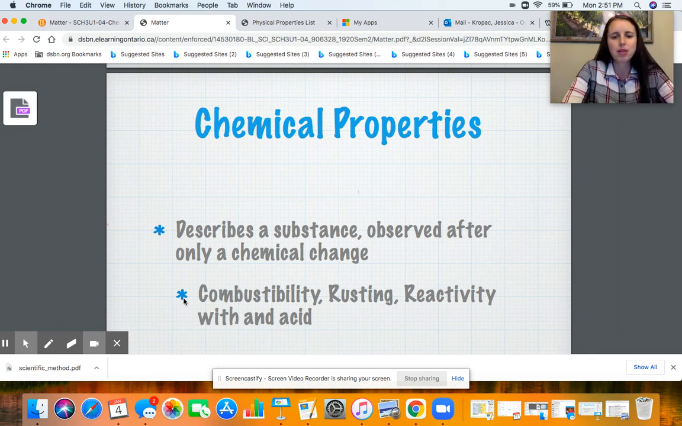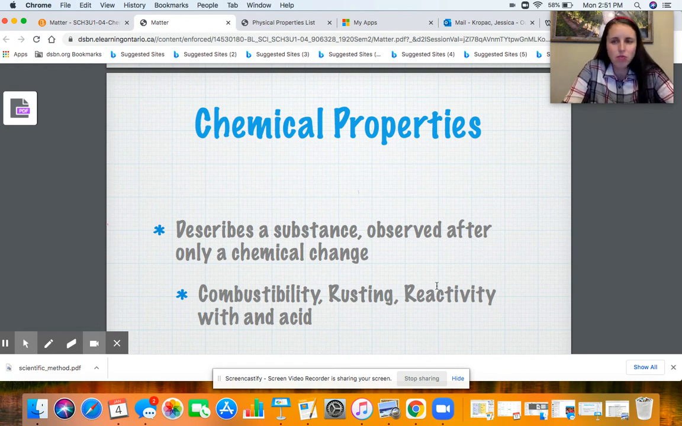So for example, combustibility, how likely something is to catch on fire. I might have to catch it on fire. So that substance is going to change. It's going to involve burning. It's not going to look the same anymore. So a chemical change is required to tell this. Rusting is another example of a chemical property. Reactivity is another example of a chemical property.